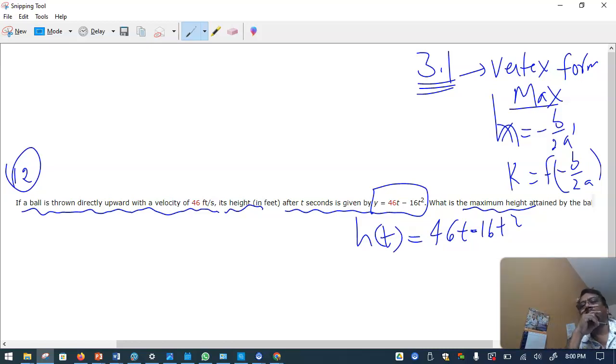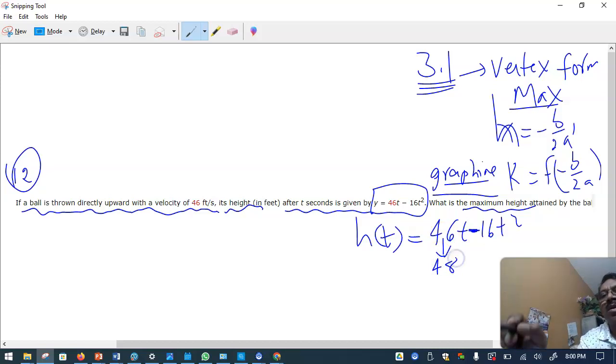So do we have to write it in the vertex form? That's the question. We can avoid this. There are two ways. The one that they gave us was to use the graphing calculator and figure out the answer. Now I want to do it manually, and instead of 46, I'm going to change it to 48, and you must be guessing why.